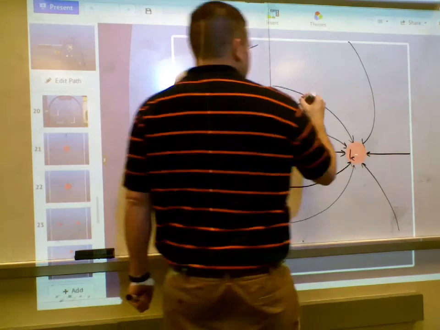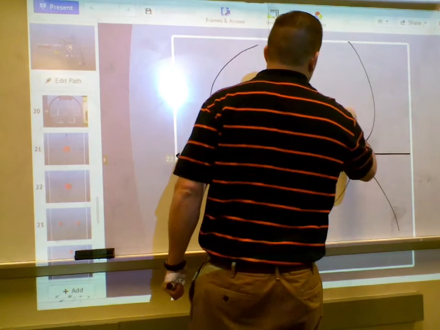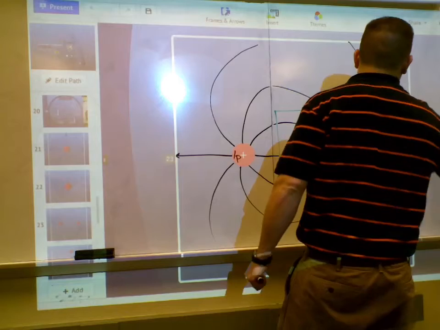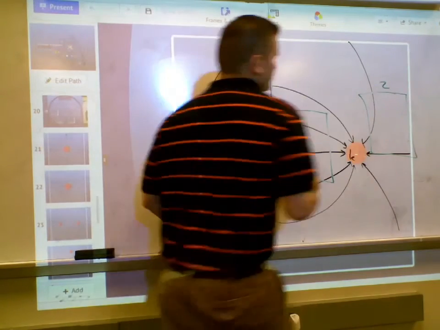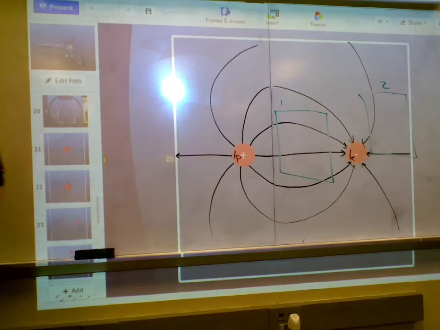Now, which box has the strongest electric field in it? Call them box one and box two. Which box has the strongest electric field in it? Box one. Okay. Box one has a greater field line density. It means it has more field lines in that box. Does that make sense? Any questions?